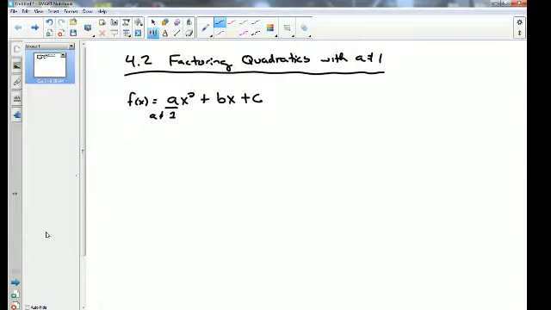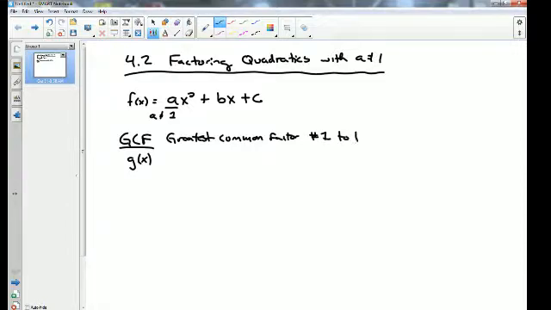So the first thing that you want to pay attention to is that. Do you remember what that means? No. GCF. Greatest common factor is what it means, yes. This is the first thing you look for. If you can factor something out, it's going to make your life easier.